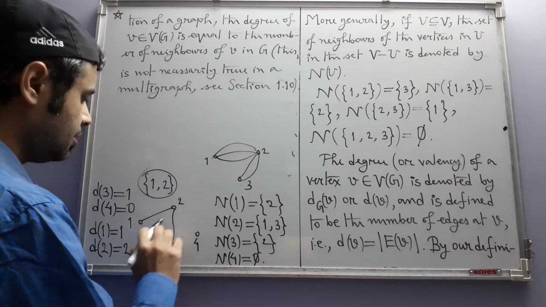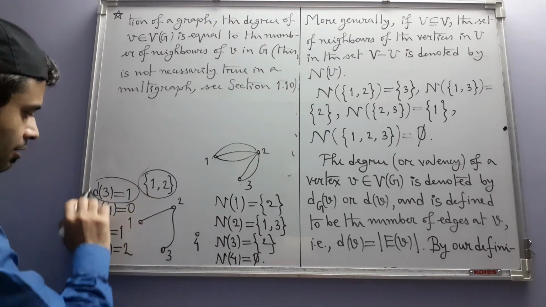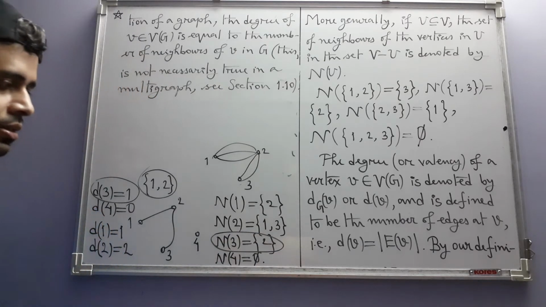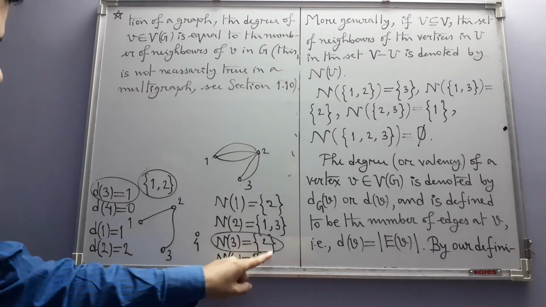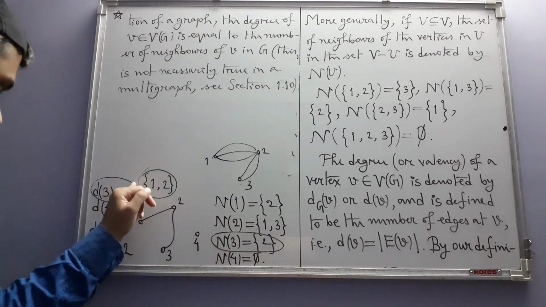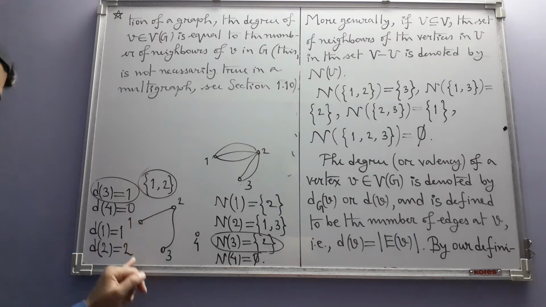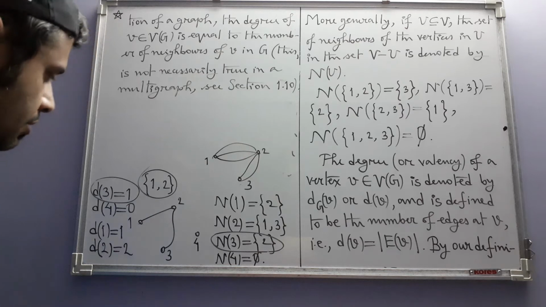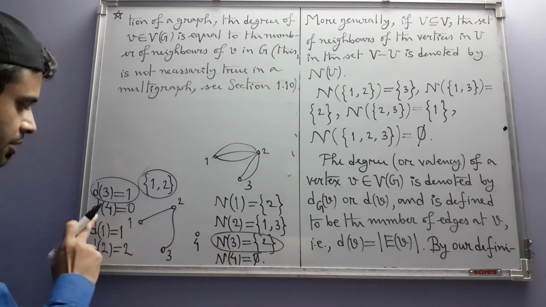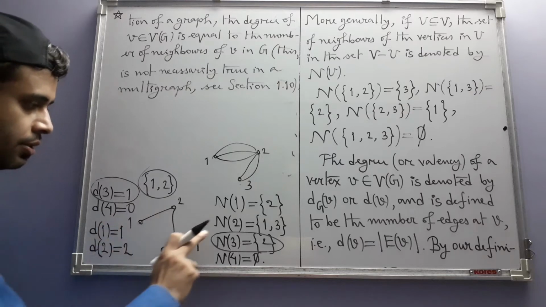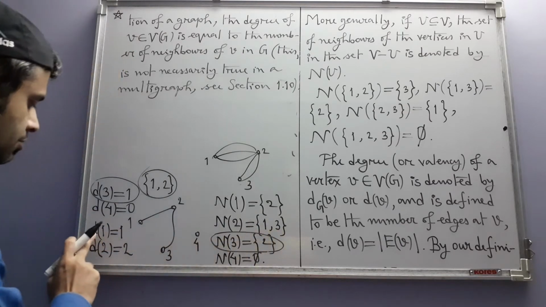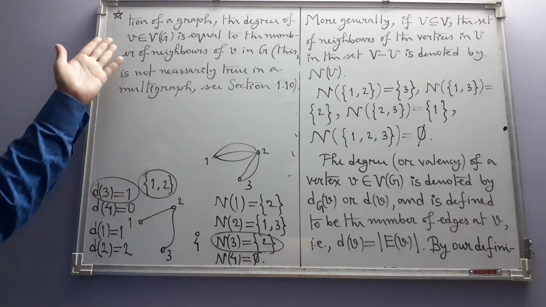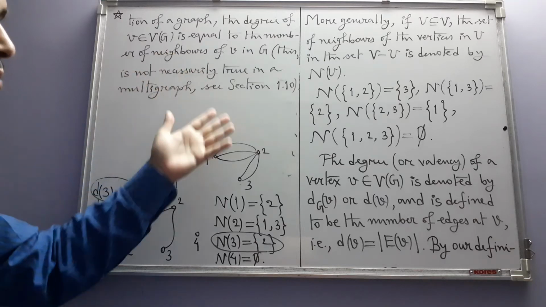So you can see that the degree of 3 here is actually equal to the number of neighbors that 3 has. 3 has only one neighbor, which is 2, and so the numbers appearing here 1, 0, 1, 2 are just the number of elements in these sets. Okay, N of 4 is the empty set whose number of elements is 0. N of 2 has 2 elements, so the number of elements is 2. So that's why we are saying that the degree of any vertex is equal to the number of neighbors of that vertex.